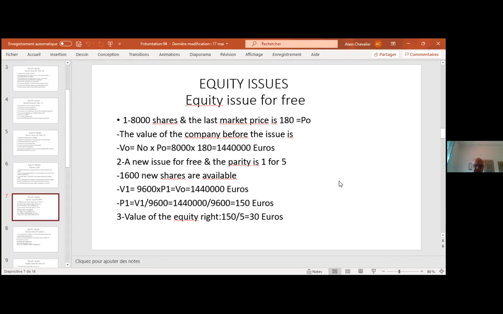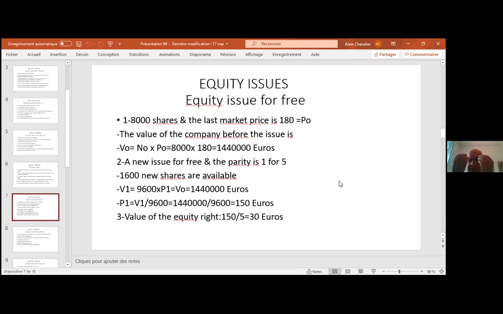Point 3 is the value of the equity rights. This is another point, a technical point only. What happens is an equity issue for free. We issue here 1 new share for 5 old shares.